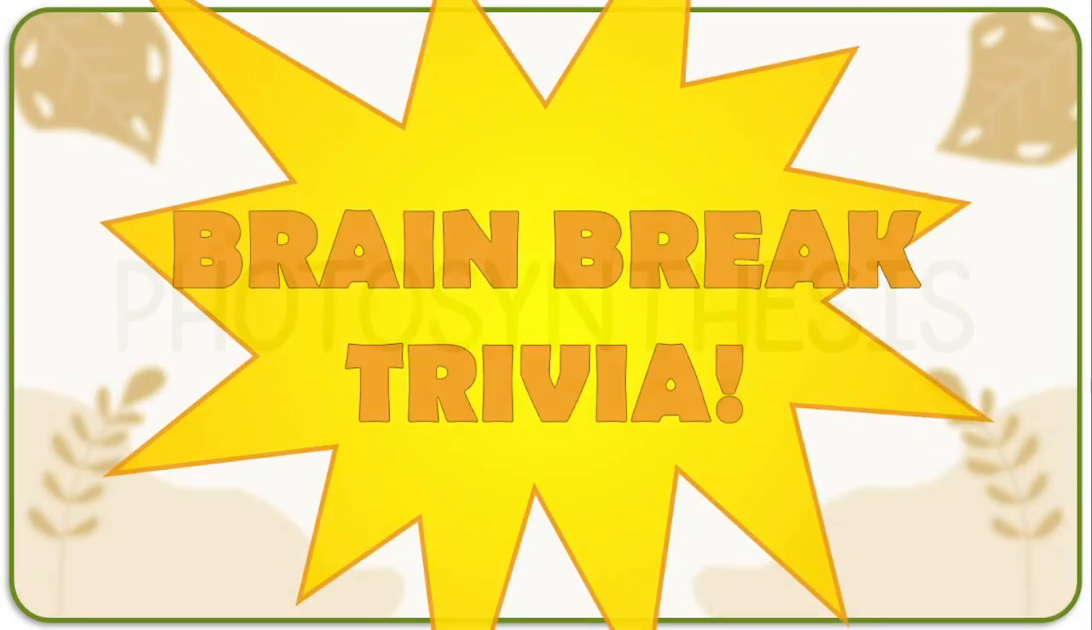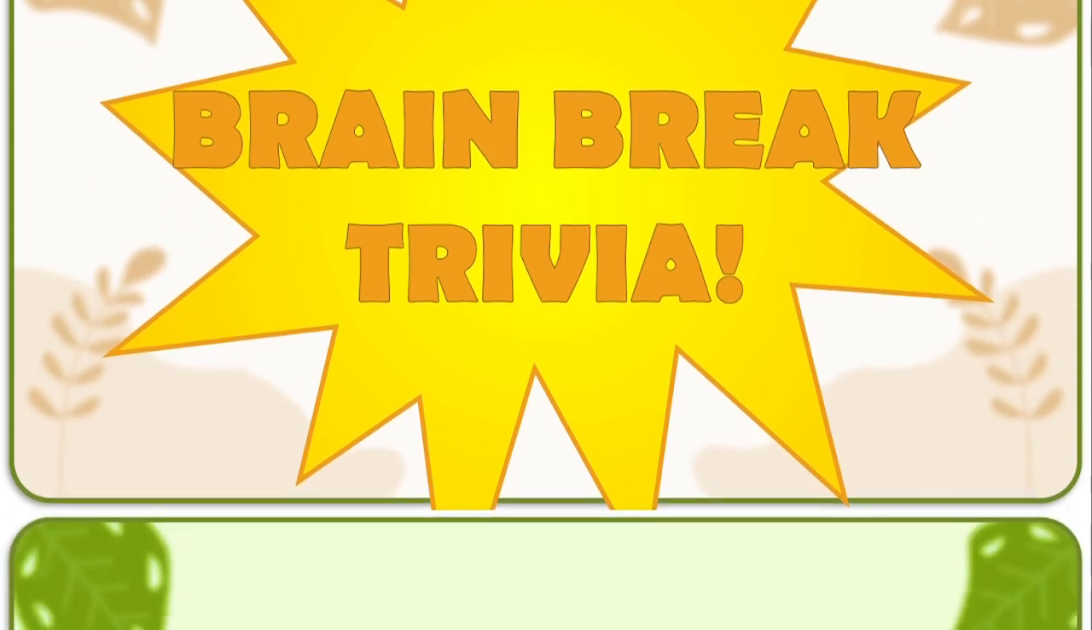Now, time for a brain break trivia. Did you know that sharks existed before trees? Yes, sharks were swimming around in the ocean more than 400 million years ago, while the first trees only appeared around 350 million years ago. Crazy, isn't it? Now, back to chloroplasts.